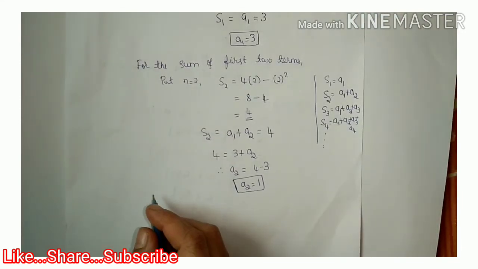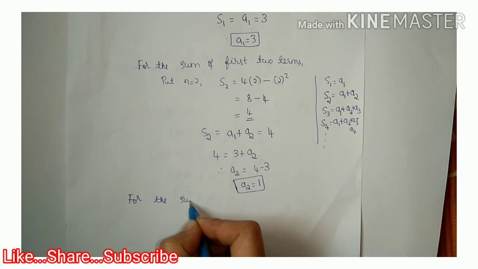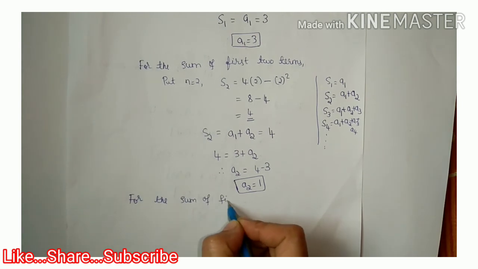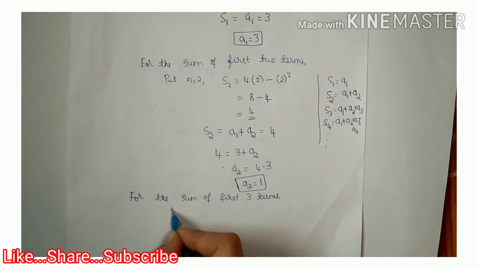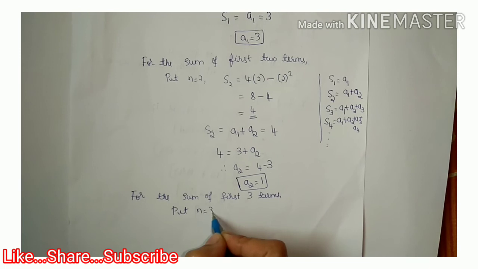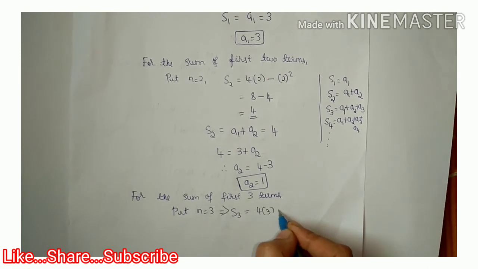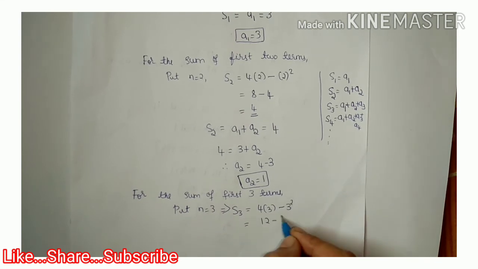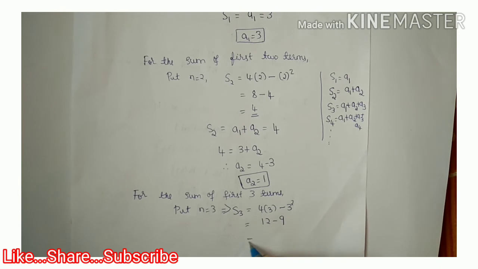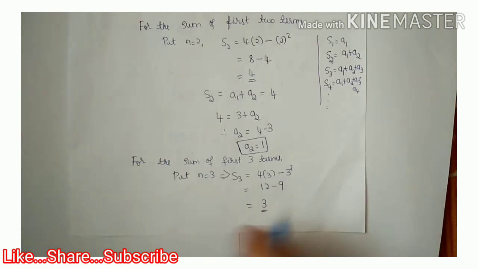For the sum of the first three terms, put n is equal to 3. S3 is equal to 4 into 3 minus 3 square. 12 minus 3 square, 9. 12 minus 9, 3. Third term.